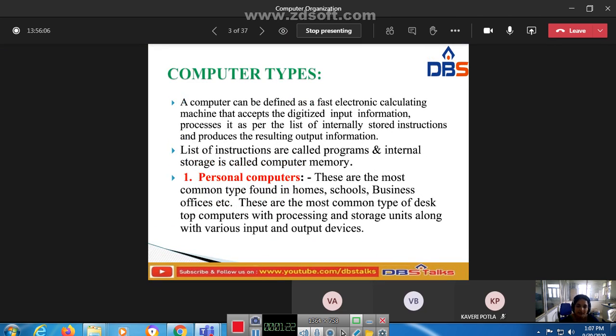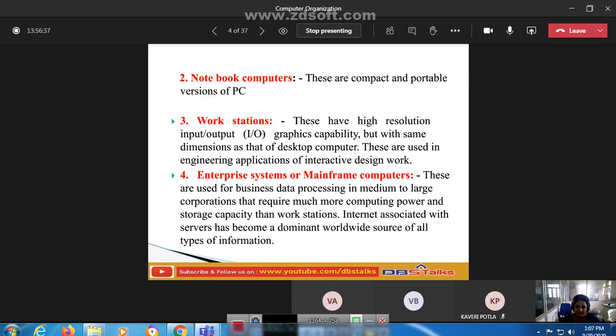We have different types of computers. First, personal computers. What is the use of personal computers? They are mostly found in homes, schools, businesses, offices, etc. They are commonly used by everyone for their personal work. These are the most common type, desktop computers with processing and storage units along with various input and output devices. This is called the personal computer.